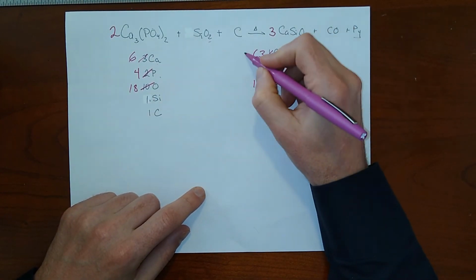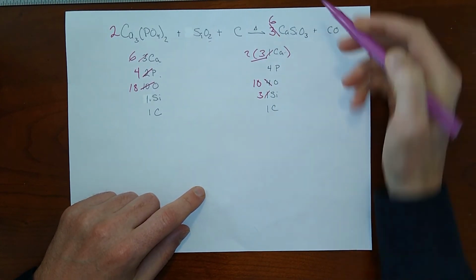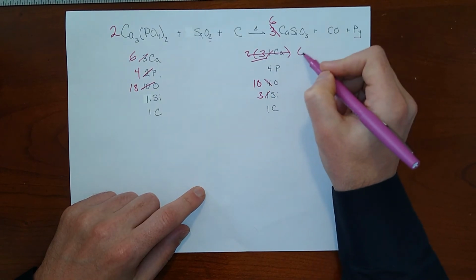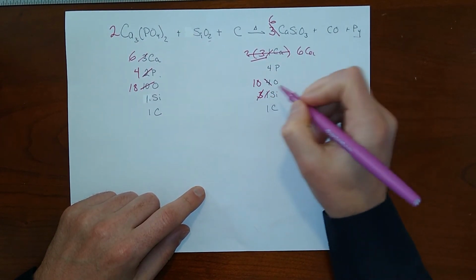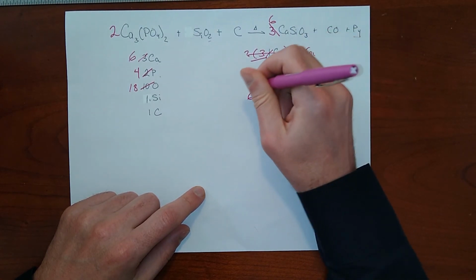So I need twice as many here, which means this needs to become 6. So 6 calcium now, 6 silicon, and 18 oxygen plus 1.